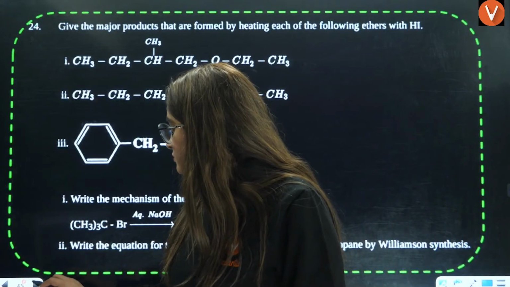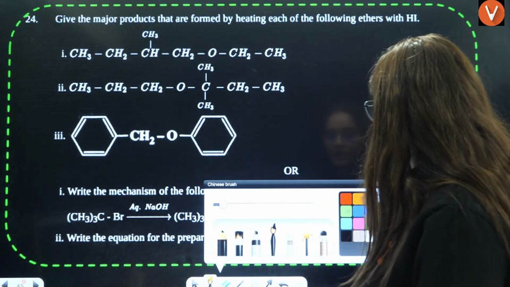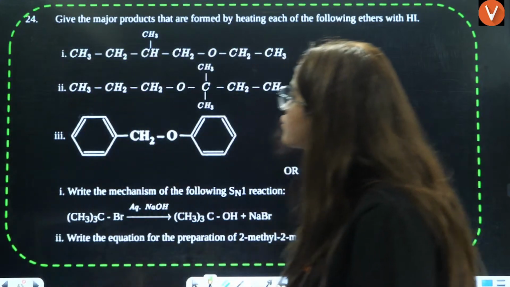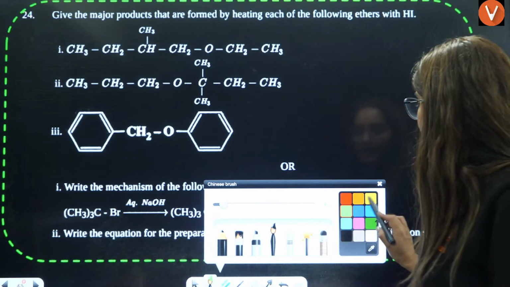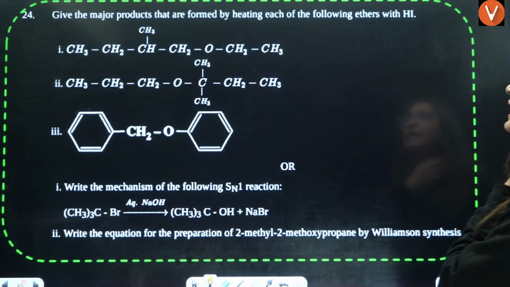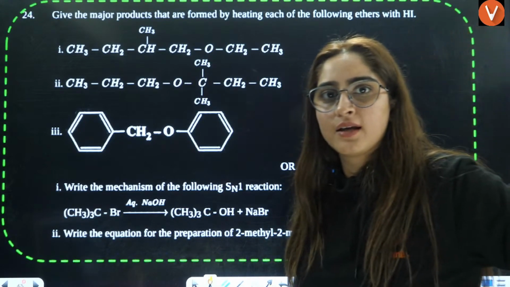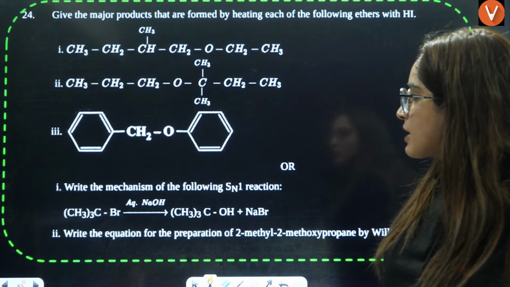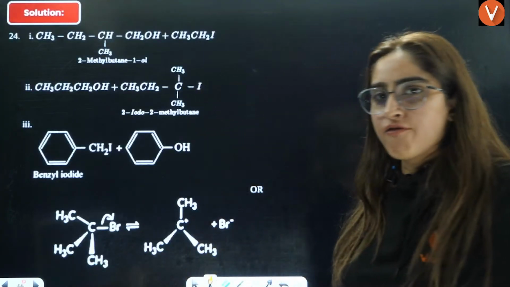Okay. Let's move to organic chemistry here. I think you will have 32 questions here, right? So give the major product, guys, that are formed by heating each of the following ethers with HI. Ethers with HI you have to do. Okay? So let's try to answer it. First of 3 reactions we have, right?